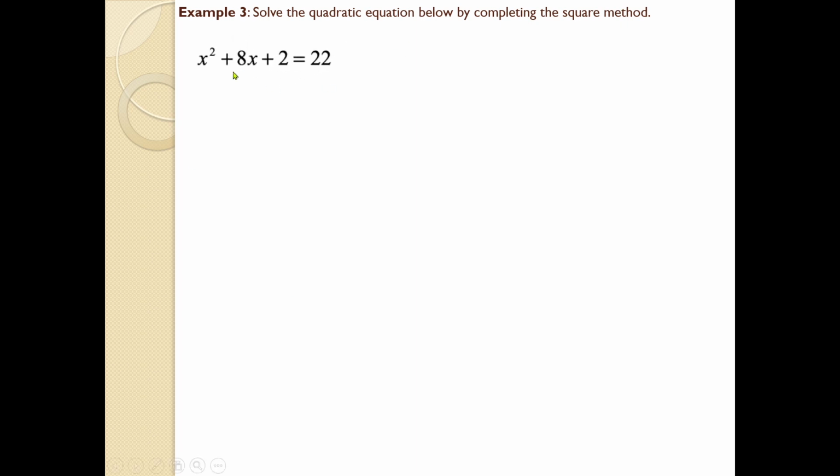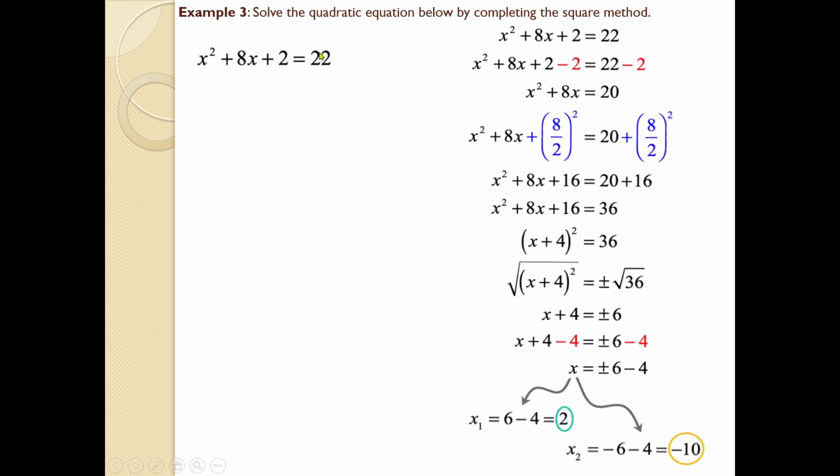Another case, x square plus 8x plus 2 equal to 22. Same case, you have to shift this number to this side, so you will get x square plus 8x equal to 20. Now divide 8 by 2, you will get 4. The square of 4 is 16. Add 16 to both sides, so it will be x square plus 8x plus 16 equal to 20 plus 16. That is the step followed here. X square plus 8x plus 16, that is x plus 4 raised to 2 equal to 36.